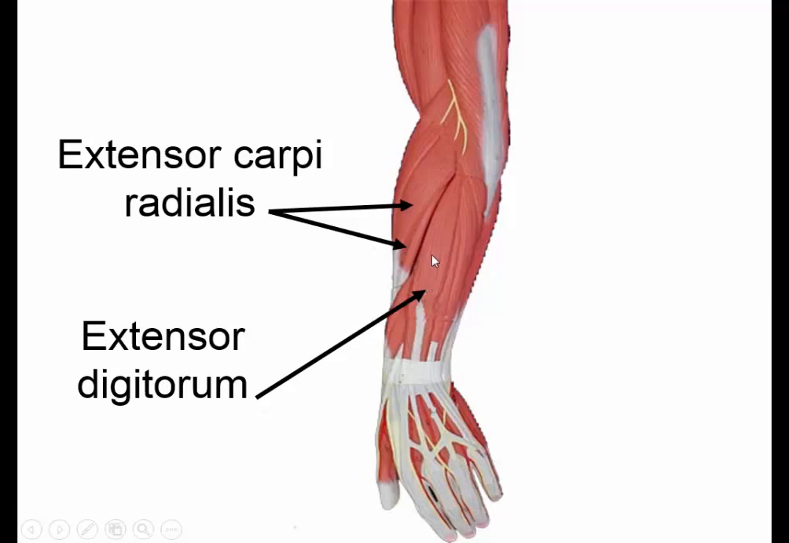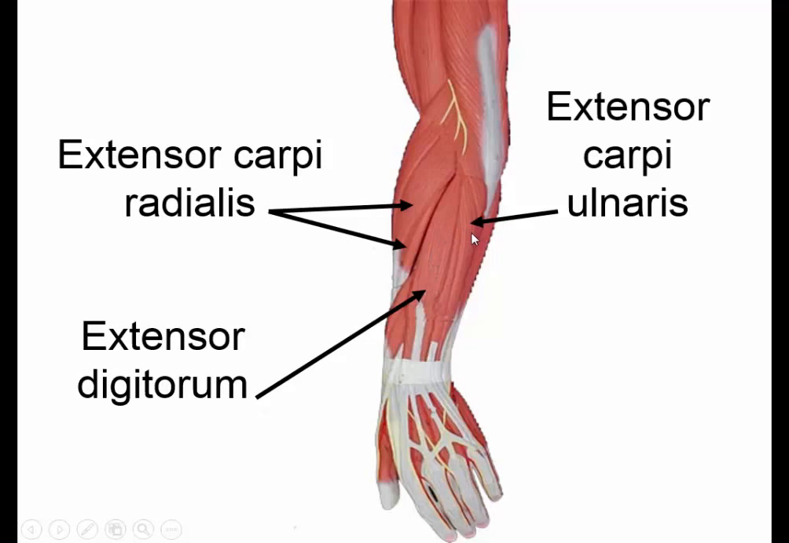Now going back to your landmark, the extensor digitorum, go one muscle over to the little finger side. Same deal. This is an extensor. It's going to extend the wrist, and it's on the ulnar side. So this is the extensor carpi ulnaris. But if you find the extensor digitorum, and you remember that everything on the back of the arm is extensors, then you can find the extensor carpi radialis and the extensor carpi ulnaris pretty easily.